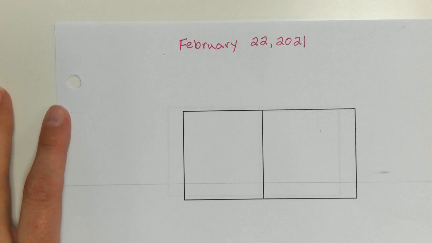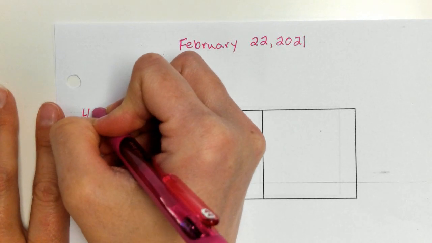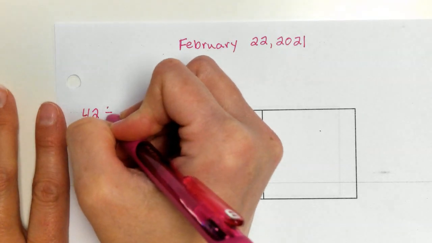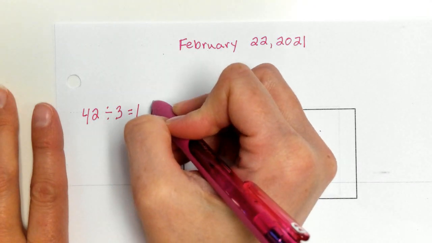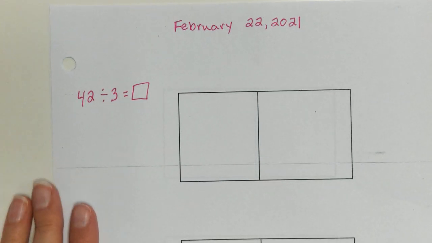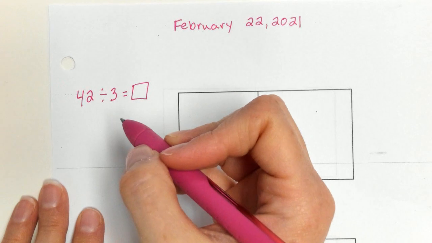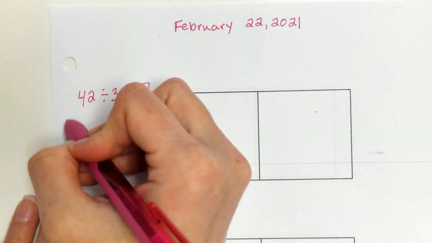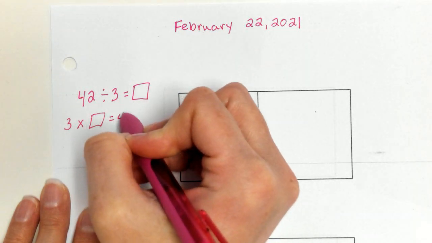All right, our first problem is going to be 42 divided by 3. What is the multiplication problem that I'm going to look at to determine what 42 divided by 3 is? Elena? All right, 3 times a mystery number equals 42.